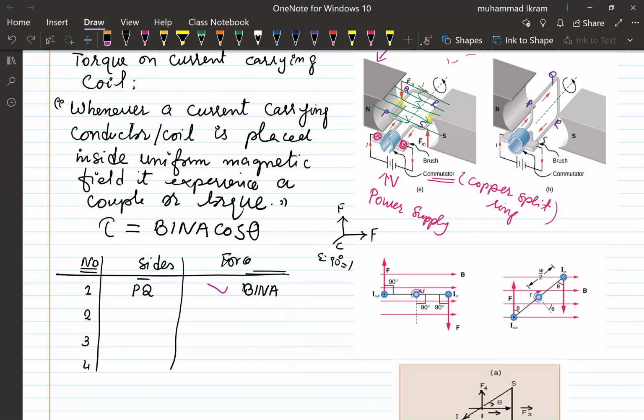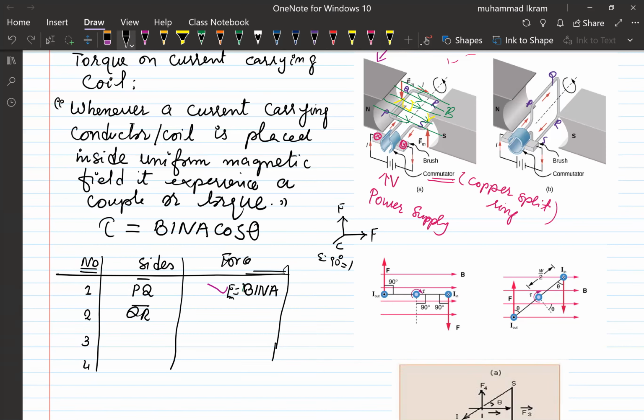So we have the maximum force here, and this magnetic force will be F equals B I N A, where B is the strength of the magnetic field, and I is the current that passes through the coil, and N is the number of turns in the coil. Here we have only a single turn, and A is the area of the coil inside the magnetic field. So this side contributes.